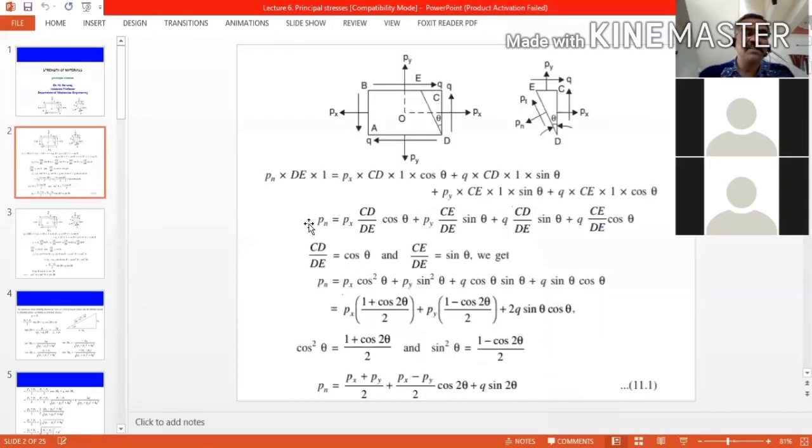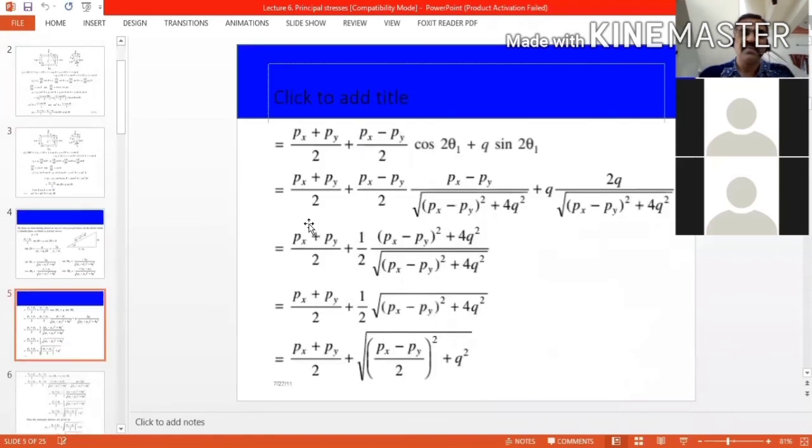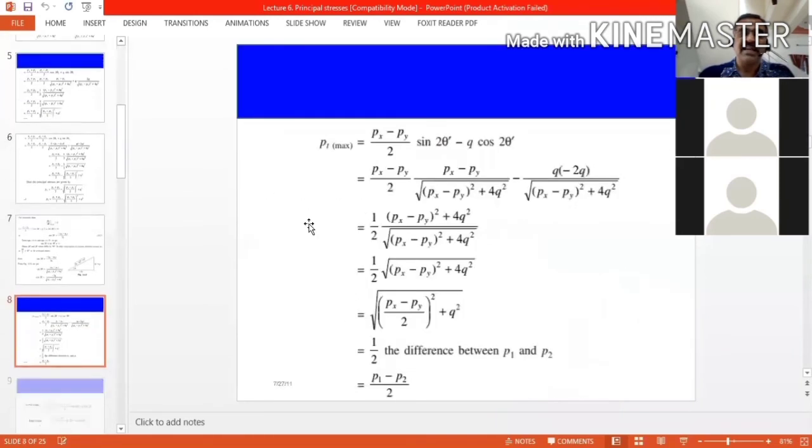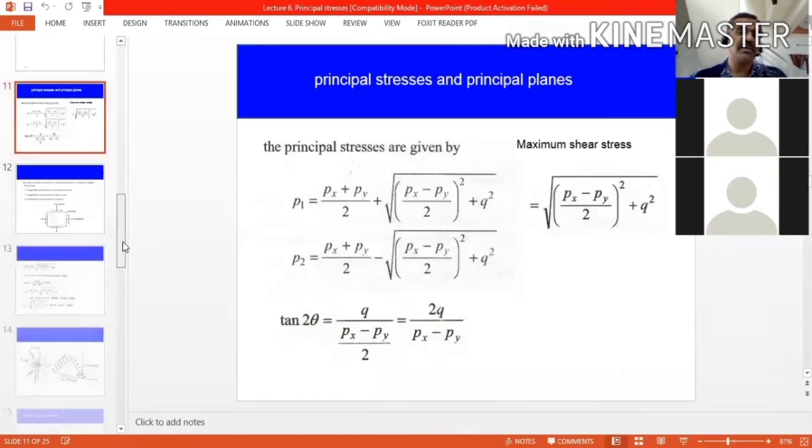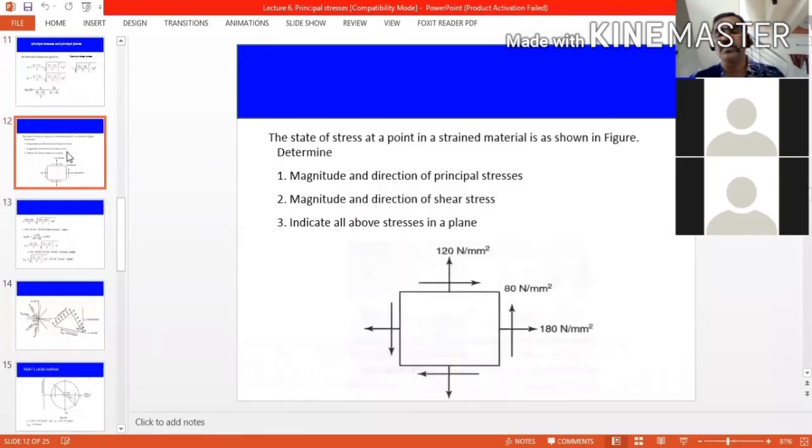This is a derivation. It's a very big derivation. I have given the extract, the concept is given. Then trigonometry, we are going to solve one problem.